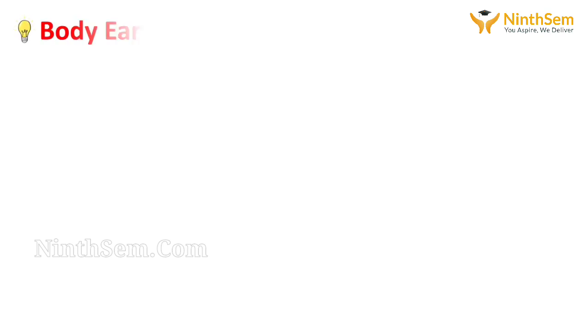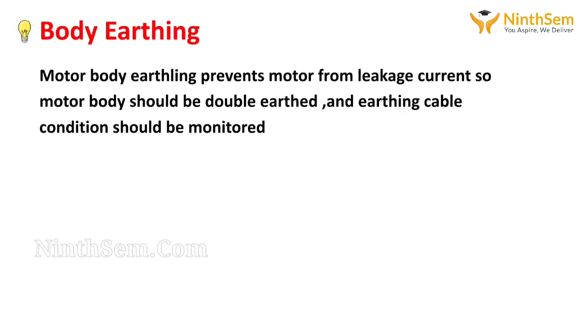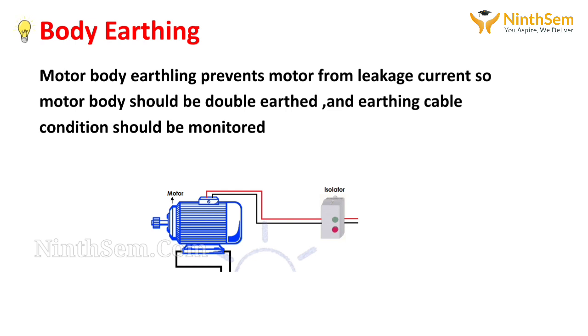The next parameter is body earthing. Motor body earthing prevents motor from leakage current, so motor body should be double earthed and earthing cable condition should be monitored as shown in the figure.